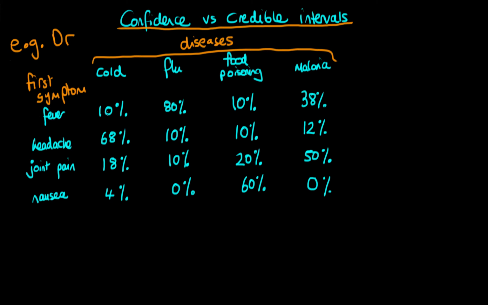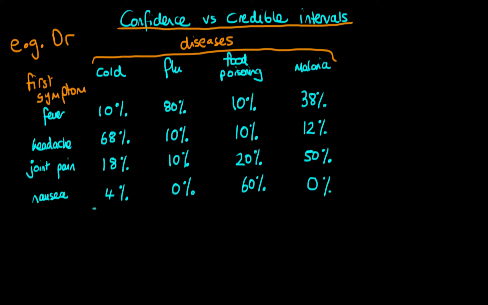And the numbers which are shown here in each column are the historical breakdowns of first symptoms to appear for each of the four possible conditions. So for a cold, we see that 10% of the time, the first symptom to appear is fever. And 68% of the time, if you have a cold, then the first symptom to appear is a headache, etc. And I should say that these numbers are entirely fictitious. I've just made them up for this particular example.